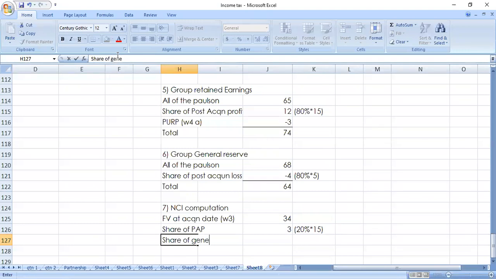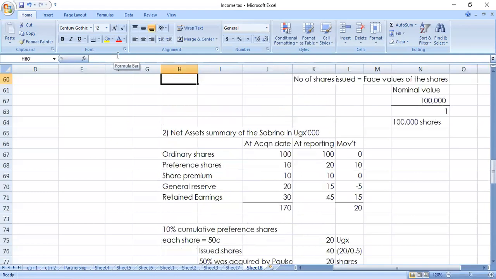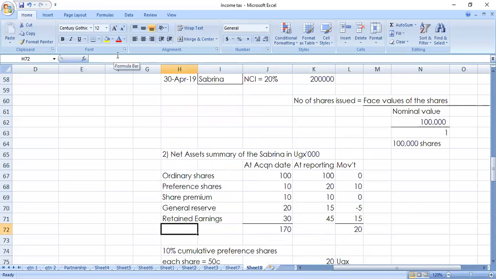Then share of the general reserve movement. We saw that it was 1. We get the 1 and say negative, because it was 20% of the movement, and the movement was -5 from working number 2. So it's 1. Then what else? From working number 2, you can go back and check that everything is affected. We saw general reserve and retained earnings, the 15 and the 5.